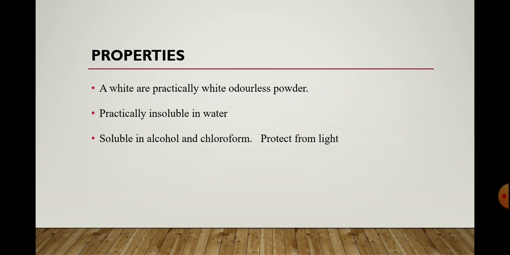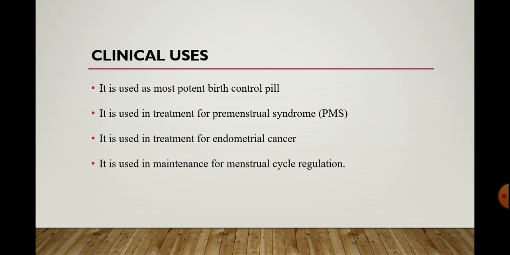Okay, so this is the drug which is used as an oral contraceptive. Next are the clinical uses of Levonorgestrel. It is used as the most potent birth control pill. It is used in the treatment of premenstrual syndrome. It is also used for the treatment of endometrial cancer and maintenance for menstrual cycle regulation.